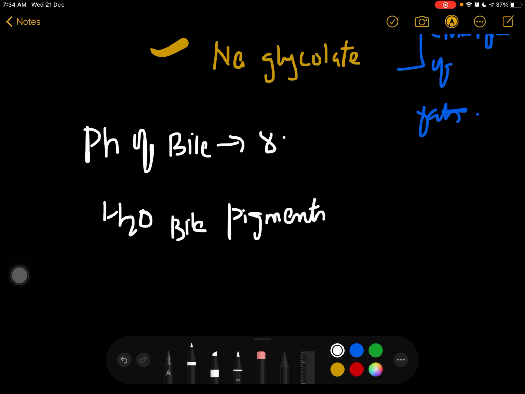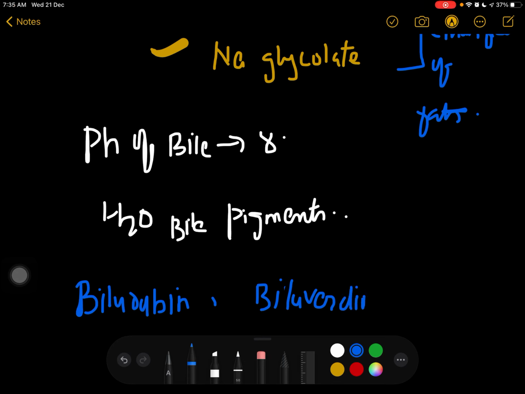It also has water, and it has some pigments. The bile pigments are bilirubin and biliverdin. Basically both of these are the pigments which are present in bile.